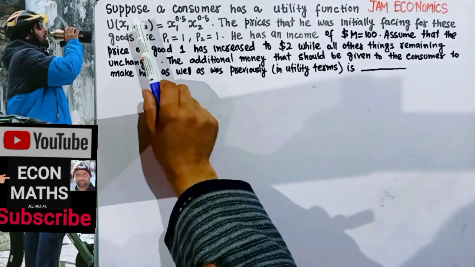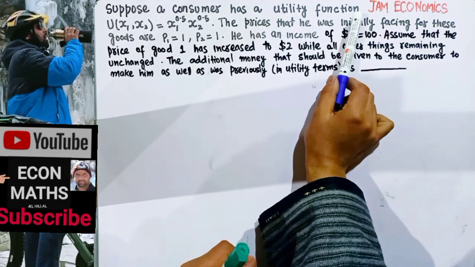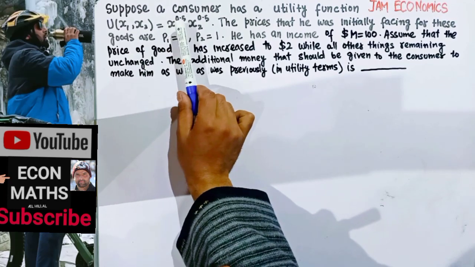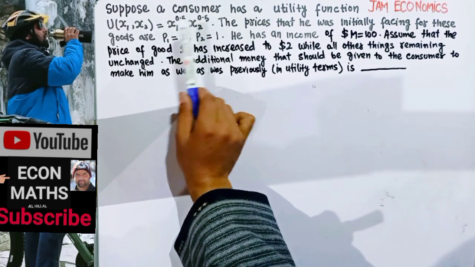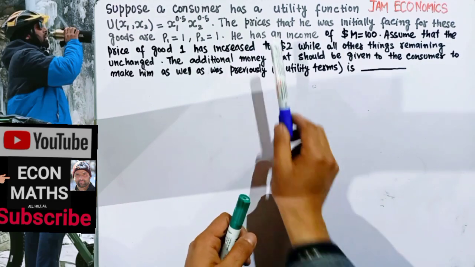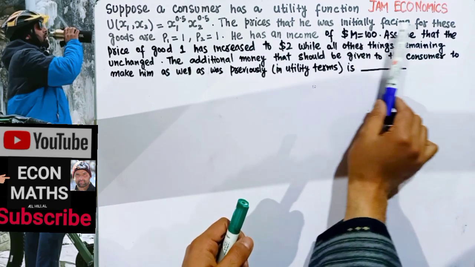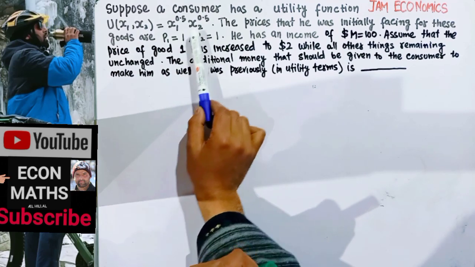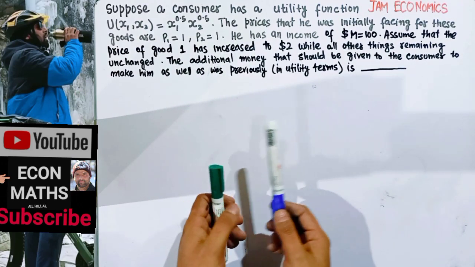Question is, suppose a consumer has a utility function that is u of x1 comma x2 is equal to x1 raised power 0.5 times x2 raised power 0.5. x1 and x2 are the two goods. The prices that he was initially facing for these two goods are price of good x1 is $1, price of good x2 is $1. Okay.